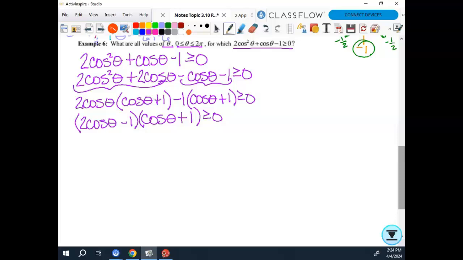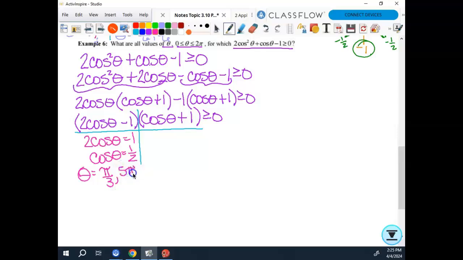All right, so then we do our zero product property, right? And I can say that 2 cosine theta is equal to 1. So cosine theta equals 1/2. So what angle gives me a cosine value of 1/2? Pi 6, do you agree with that? No, it's pi thirds. And then what's my 4th quadrant pi thirds angle? Five pi thirds.